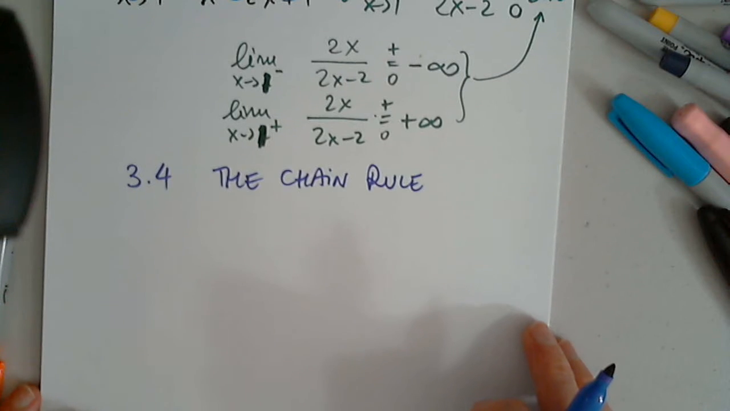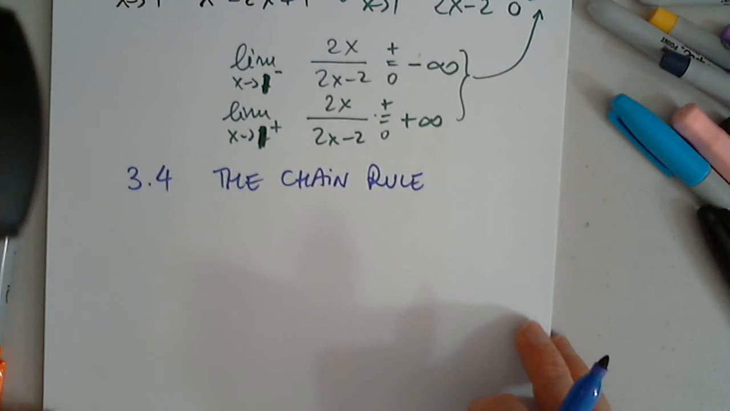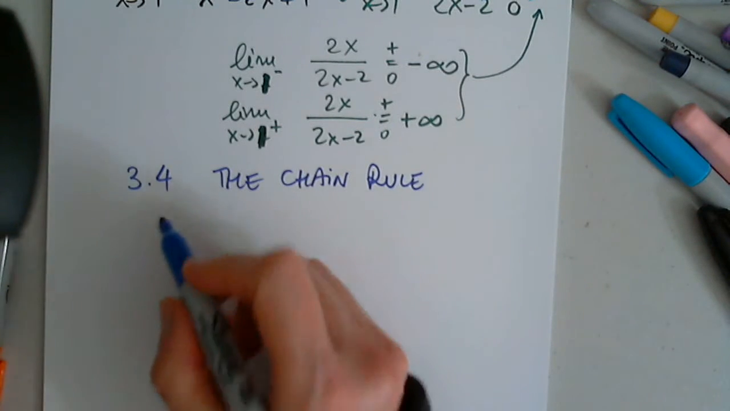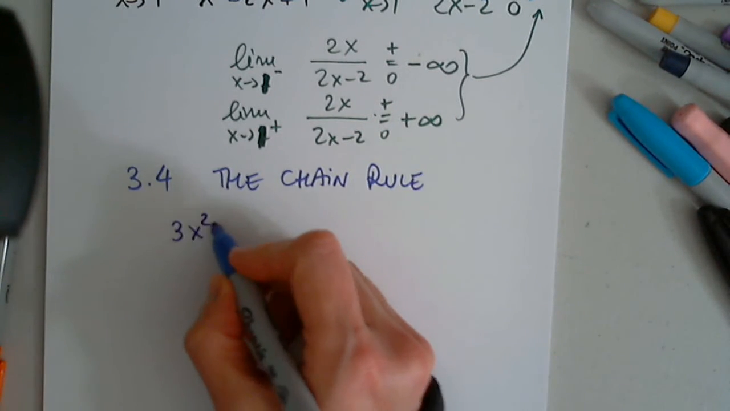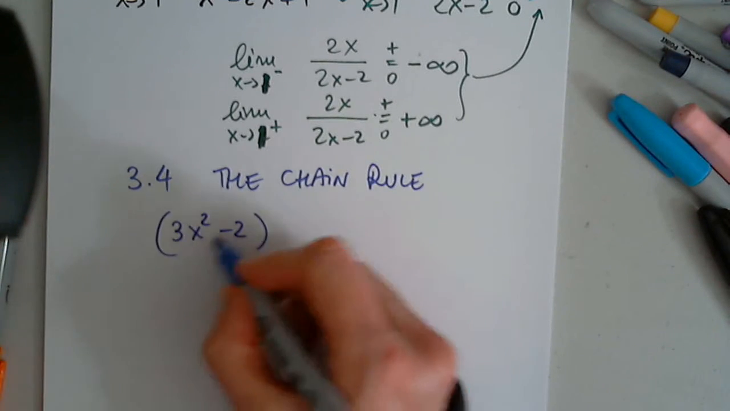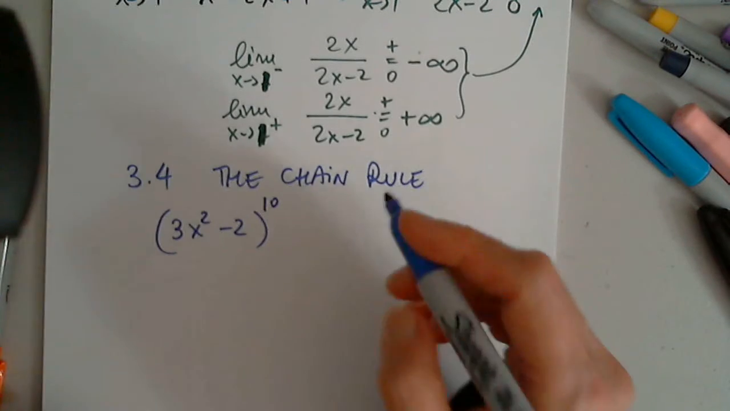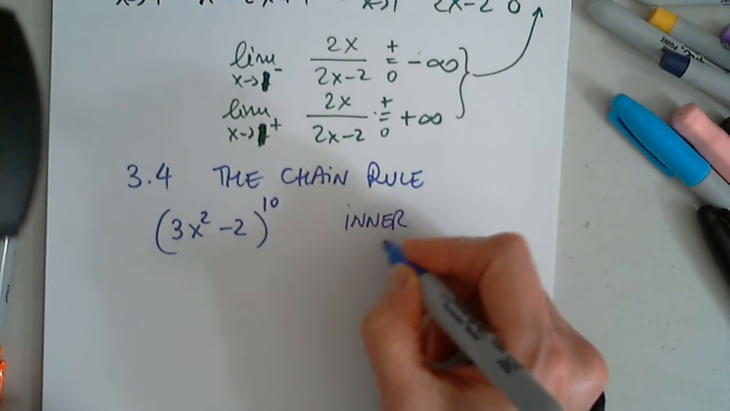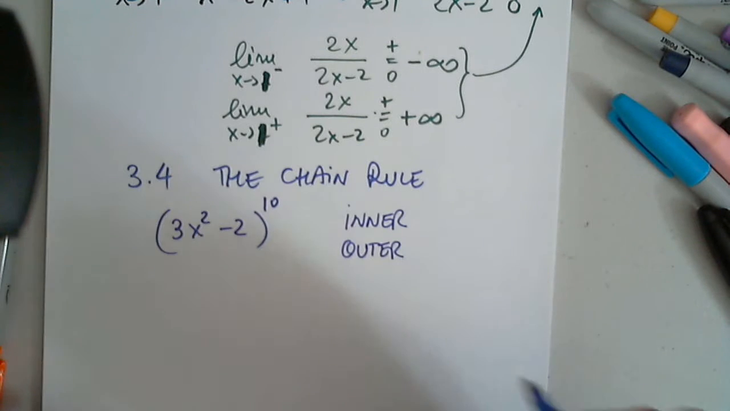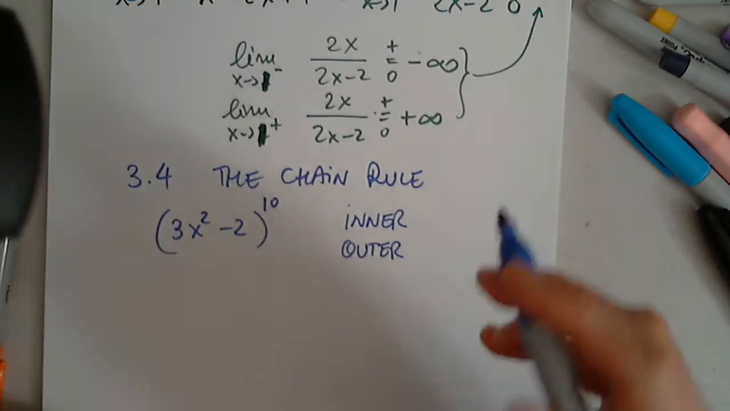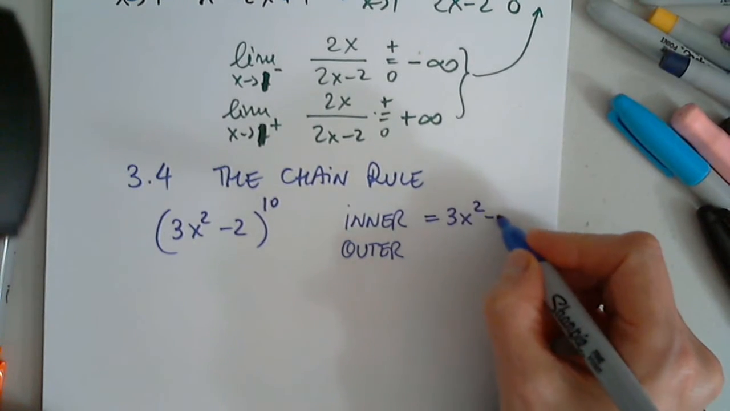So we looked at products, we looked at quotients, we looked at powers, but we have a different situation now. For example, if I have (3x squared minus 2) to the 10th power, let's decompose this function into inner and outer. What is the inner function here? What is the function that I would evaluate first? The 3x squared minus 2. That's it. That's the inner, the 3x squared minus 2.